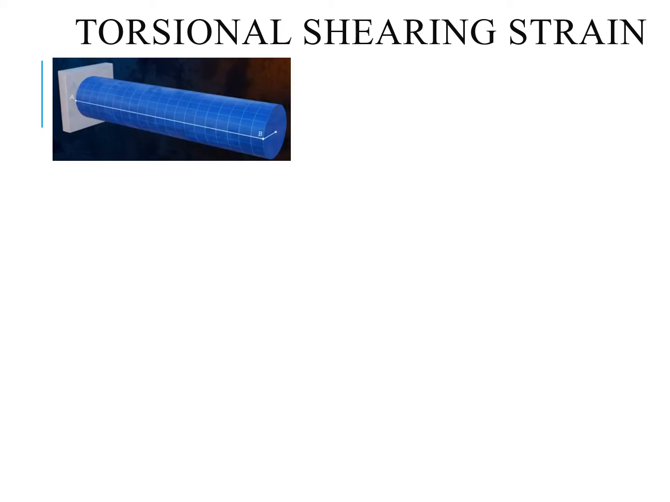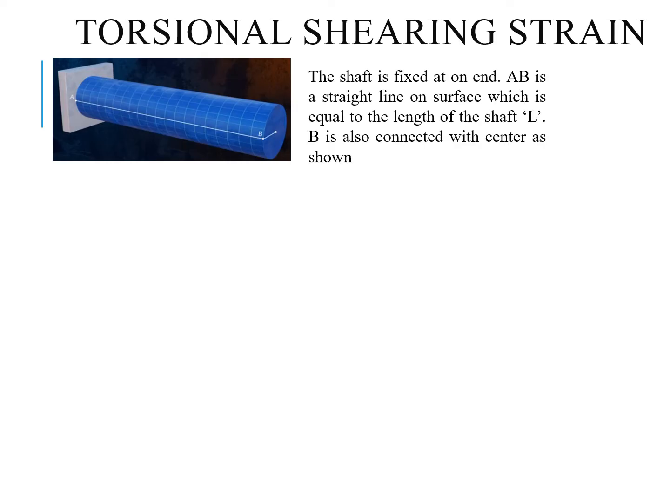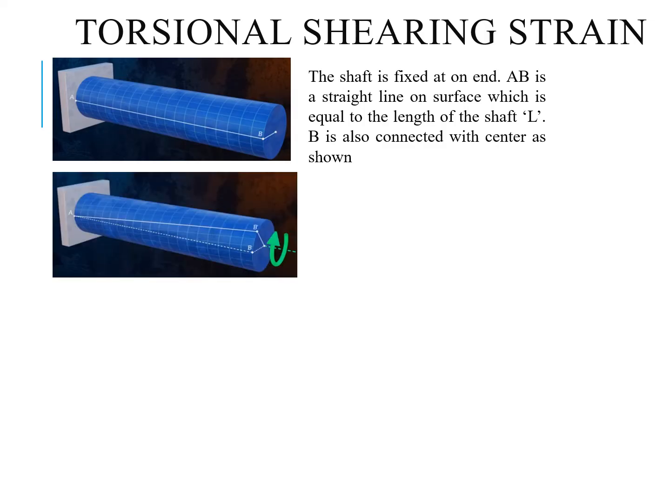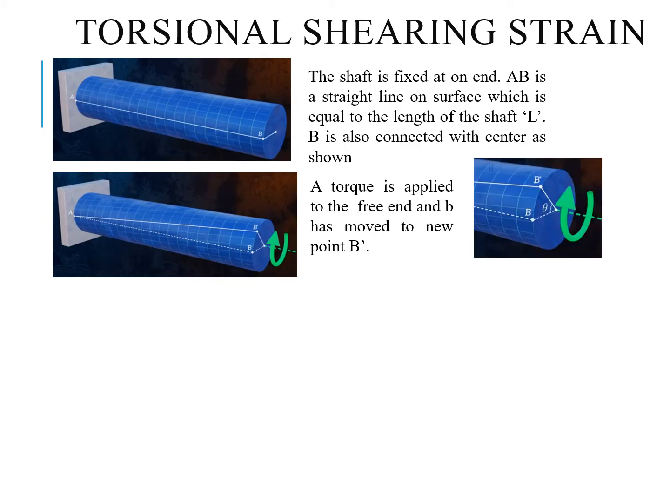You observe that the shaft is fixed at end A and free at end B, and the length of the shaft is L, which is equal to AB. When we apply some torque, point B moves to another point B dash, through an angle theta, measured with respect to the center, B O B dash, where O is the center of the shaft. This angle is called the angle of twist. We will discuss this later.